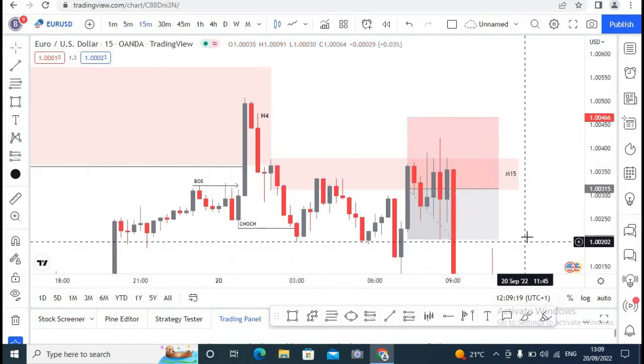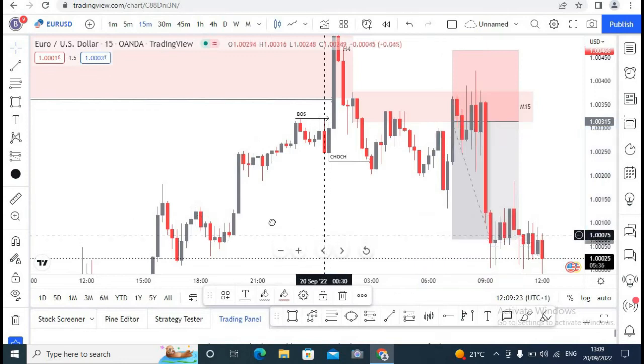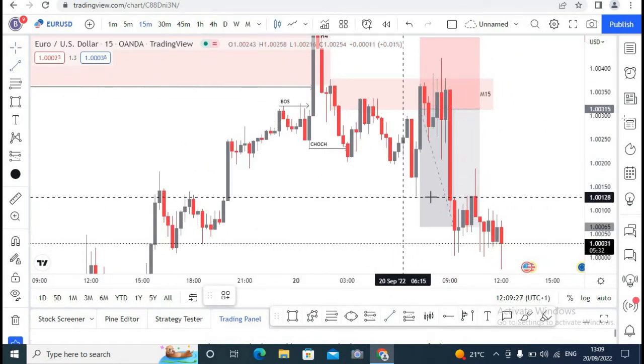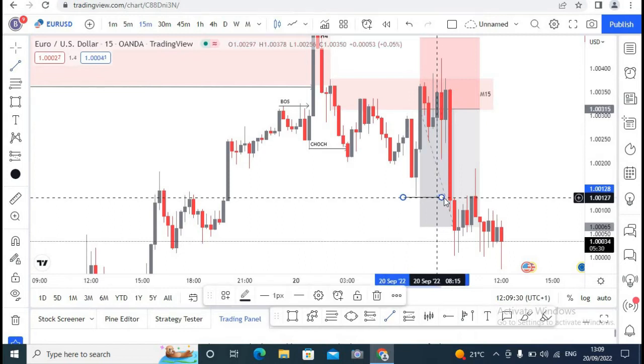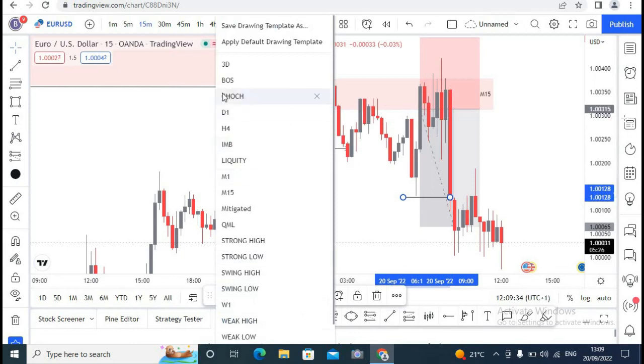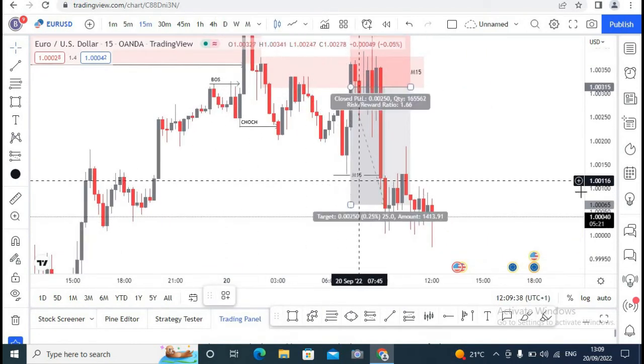It just went into a bit of drawdown, but the price managed to go in our direction. So this will be your first take profit. This will now become your first take profit right there. So this will now become our first take profit, because this is the last lower low, right?